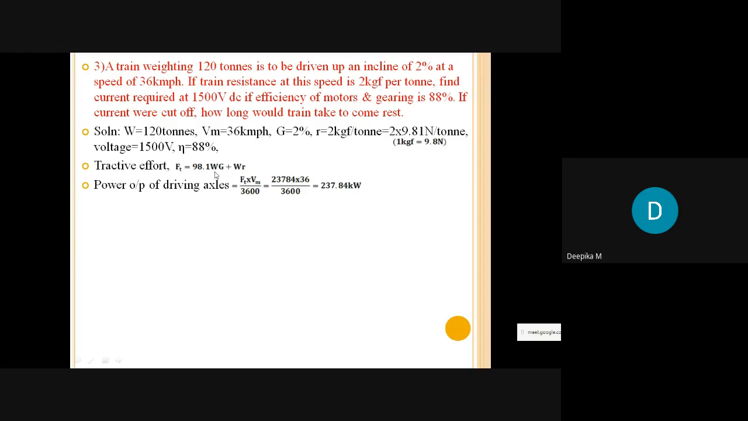So Ft, what is the formula? This is the formula: 98.1 into W, which is 120, into gradient, which is 2, plus again W, which is 120, into R, which is 2, into 9.81. This will give you the answer 23,784 Newton. Hence the Ft value will be 23,784 Newton. So let us substitute. Hence the power output we have calculated is 237.84 kilowatt. So power input I can calculate from the formula, power output divided by the efficiency of motors and gear, which gives the answer 270.2727 kilowatt. So this will be the power input.